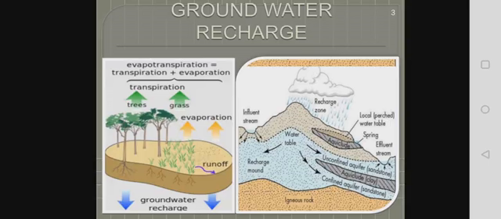Here we see in this image the process of the hydrological cycle or water cycle, how rain occurs. In the first image we see the process of evapotranspiration. Transpiration plus evaporation means evapotranspiration. Transpiration is water vapor that comes from the leaves of trees, and evaporation is water vapor that comes from surface water, that is lake, river, ocean, etc. In the second image we see rainfall occurs and water gets percolated through the soil layer and groundwater recharge happens.